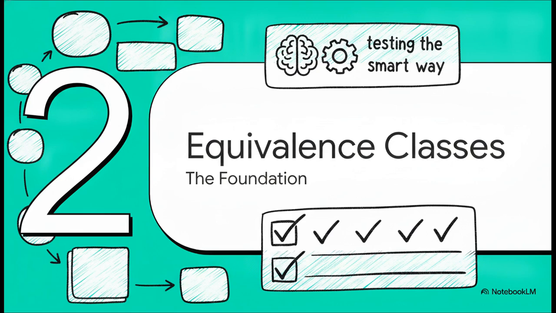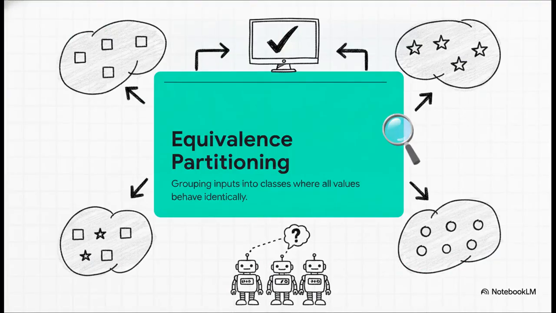Moving right into Section 2, defining equivalence classes. This is our foundation. So, the absolute core of this is what we like to call the one-value rule. Equivalence partitioning simply means you're grouping inputs into specific classes where all values within that class behave identically within the system. Because inputs in the same class trigger the exact identical system behavior, you only ever need to test a single representative value from that partition. Honestly, if the system treats them the same, you should treat them the same.